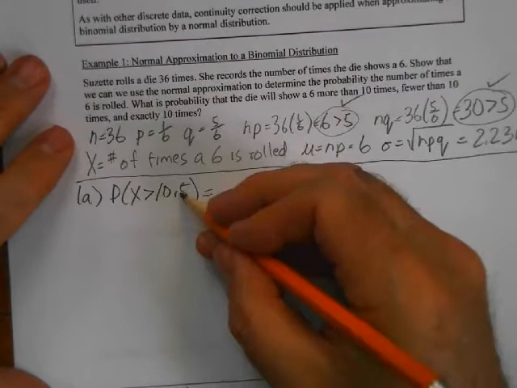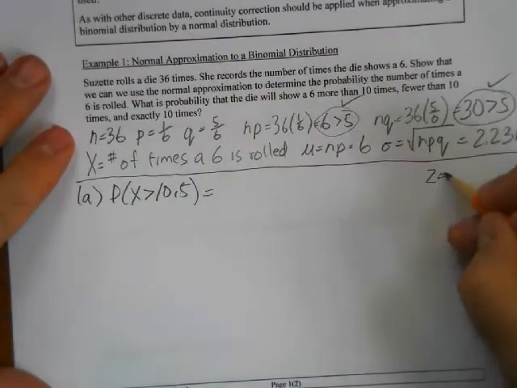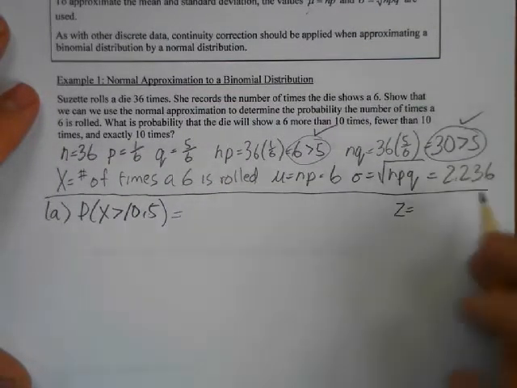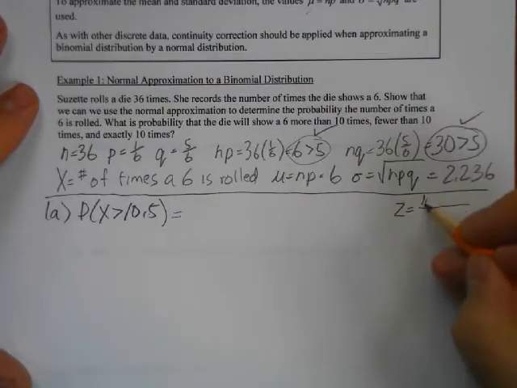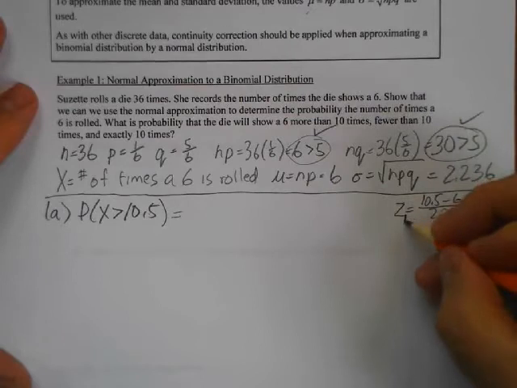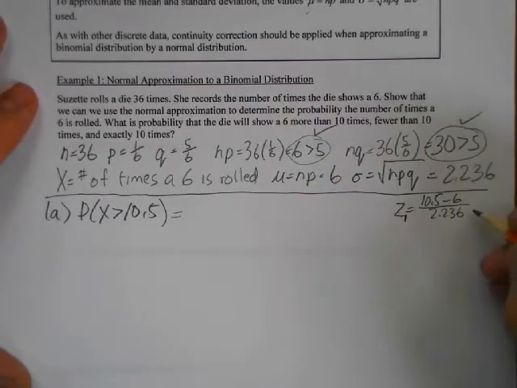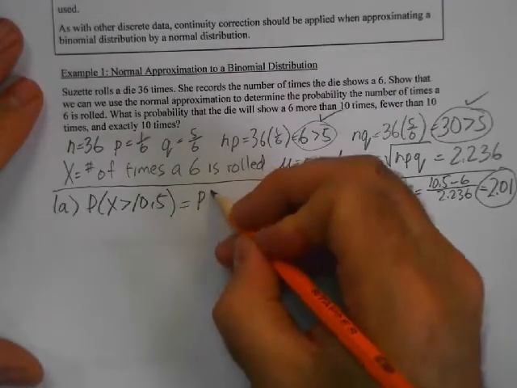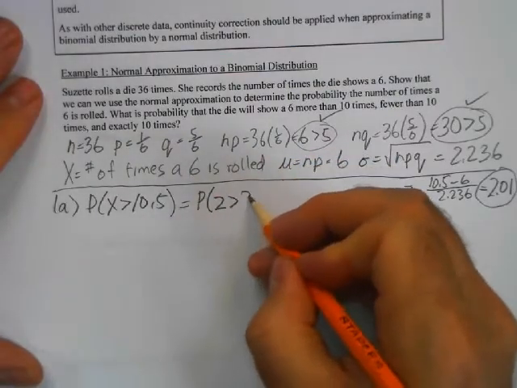We have to change the 10.5 into a z-score, which we know from our formulas from quite a few previous lessons. That's going to be the x value, which is 10.5, minus 6, which was the mean, over 2.236. Call this Z1, because we're going to do a couple of different z-scores. This is equal to 2.01. So there's our z-score. Now I just changed the probability statement to z greater than 2.01.